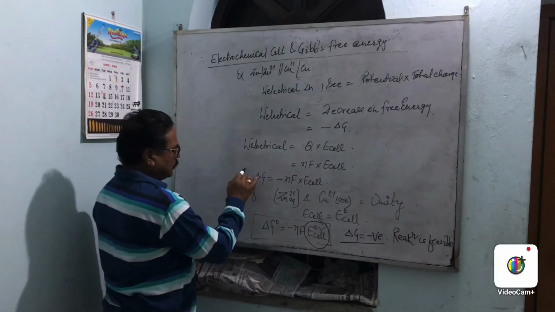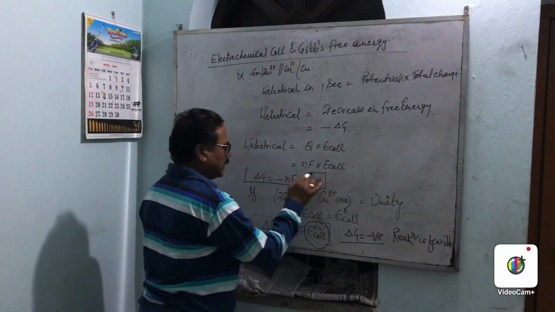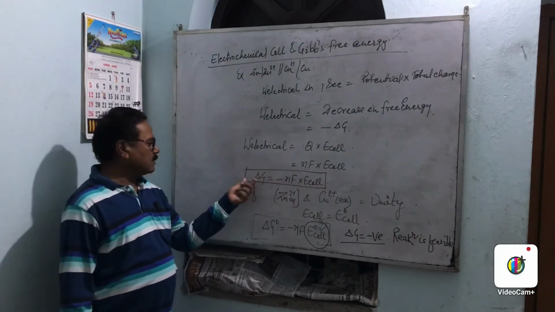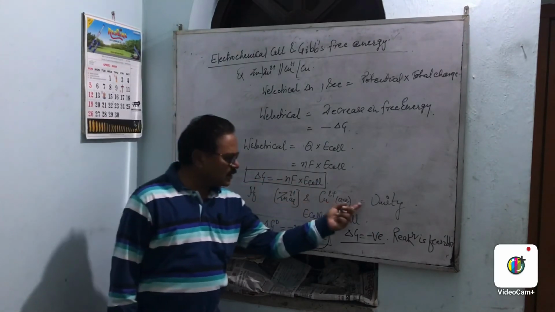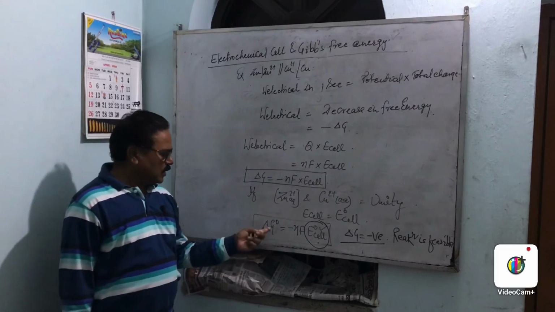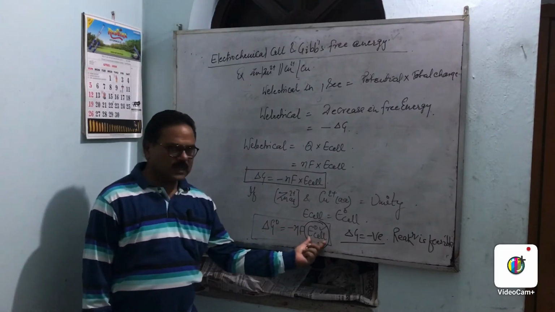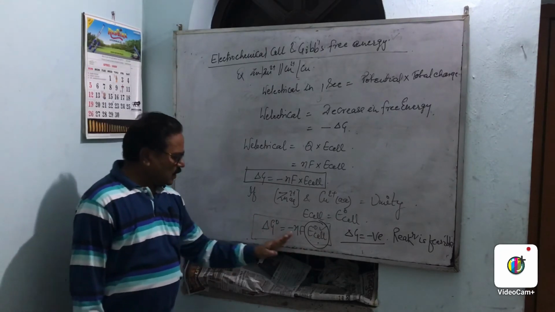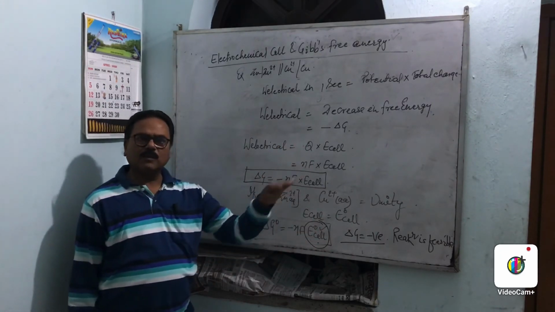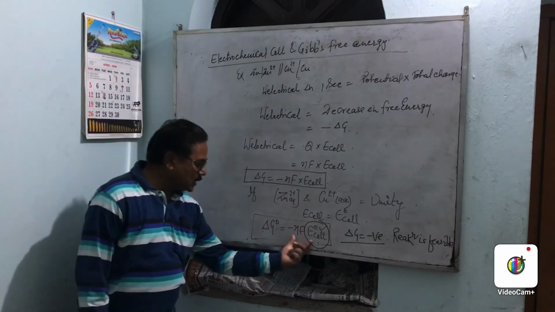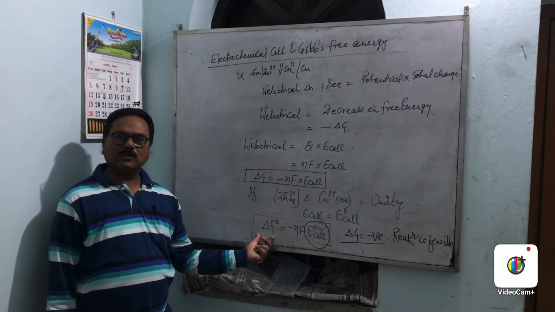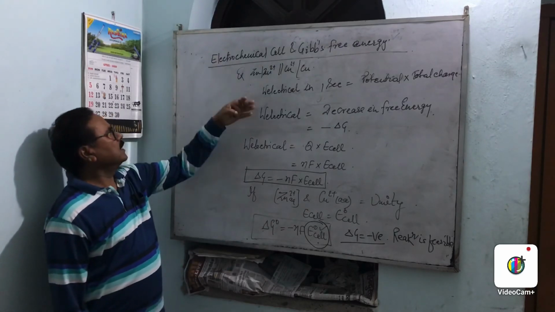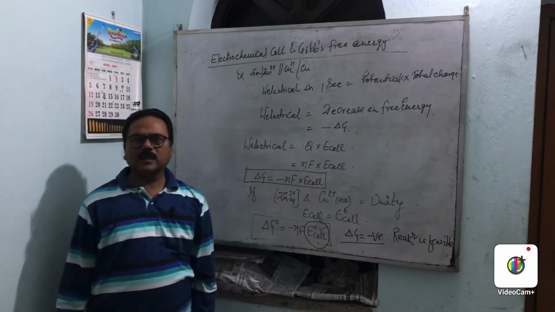If the concentrations are different, we calculate in terms of E cell and then calculate the free energy. When the concentrations are the same, we calculate the E naught cell, and E naught cell is calculated by E cathode minus E anode. Putting this value, we are able to calculate the Gibbs free energy change. So this is the relation between electrochemical cell and Gibbs free energy.